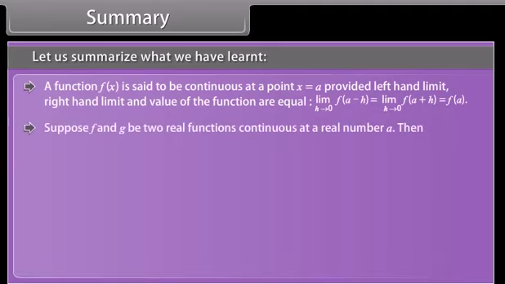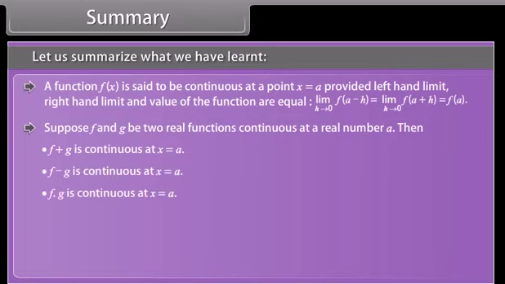Suppose f and g be two real functions continuous at a real number a, then f plus g is continuous at x is equal to a. F minus g is continuous at x is equal to a. F into g is continuous at x is equal to a. F by g is continuous at x is equal to a, g of a not equals to 0.